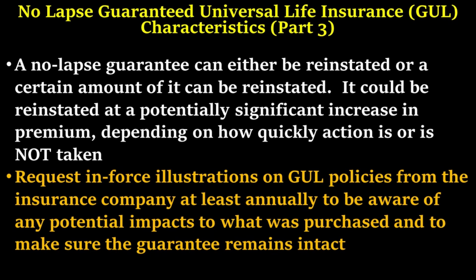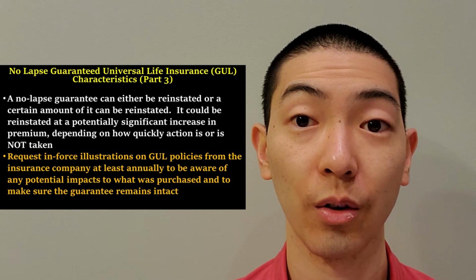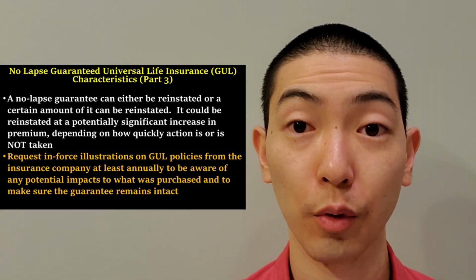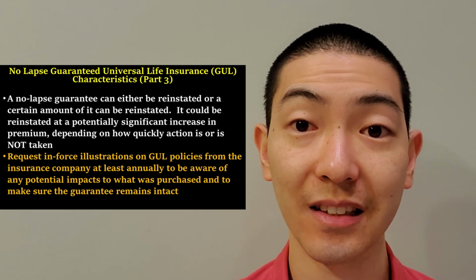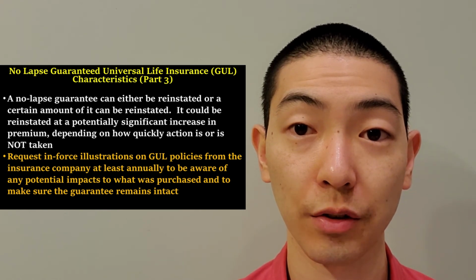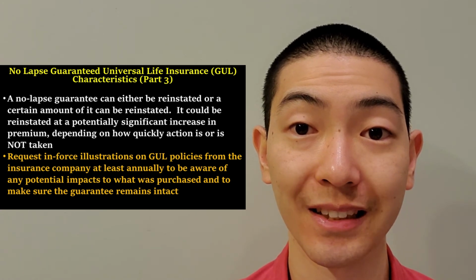A no-lapse guarantee can either be reinstated or a certain amount of it can be reinstated. It could be reinstated at a potentially significant increase in premium, depending on how quickly action is or is not taken. Request in-force illustrations on GUL policies from the insurance company at least annually to be aware of any potential impacts to what was purchased and to make sure the guarantee remains intact.